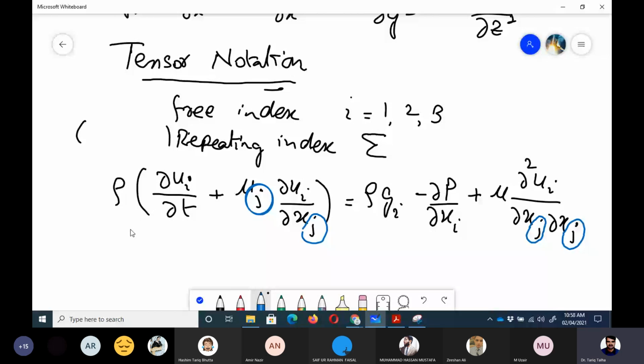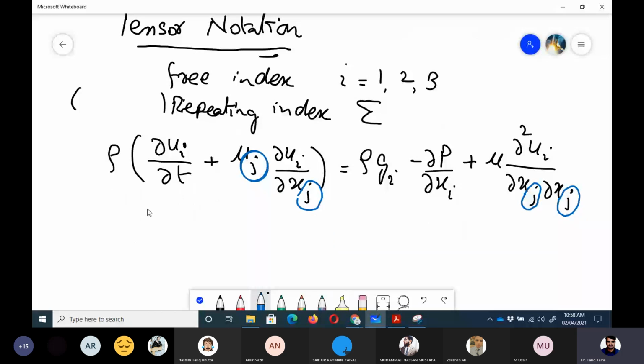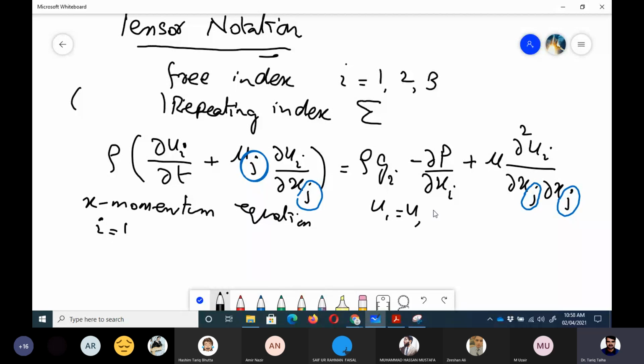So now if I want to write the x momentum equation from this tensor form, we just put i is equal to 1. When we put i is equal to 1, then u1 is basically u, u2 is equal to v, and u3 is equal to w. Similarly, x1 is x, x2 is equal to y, and x3 is equal to z. So if we put i is equal to 1, just stay with me on this.